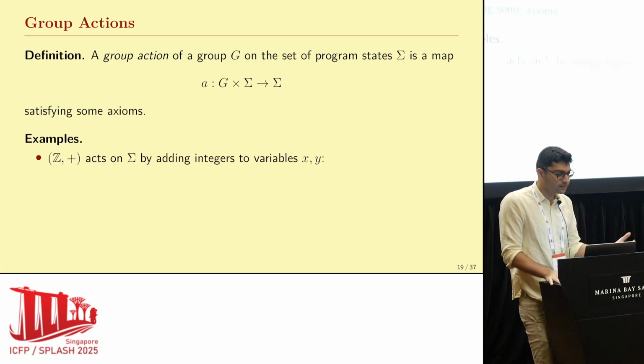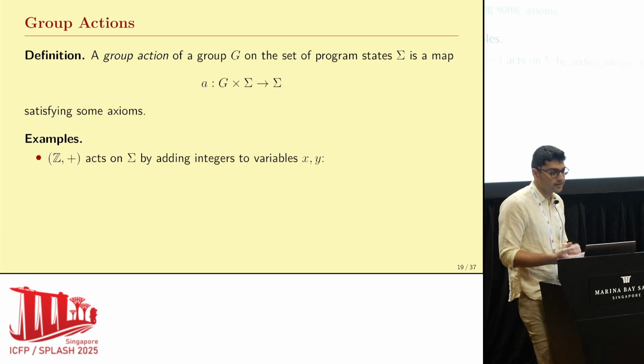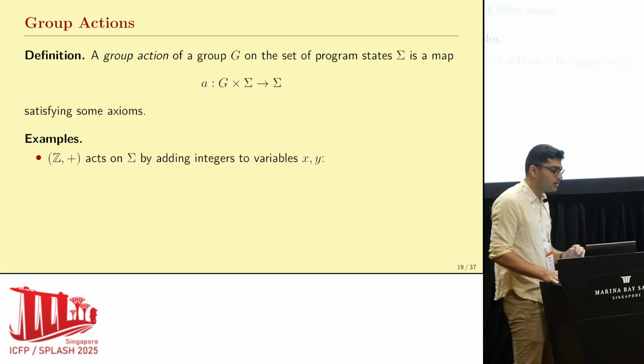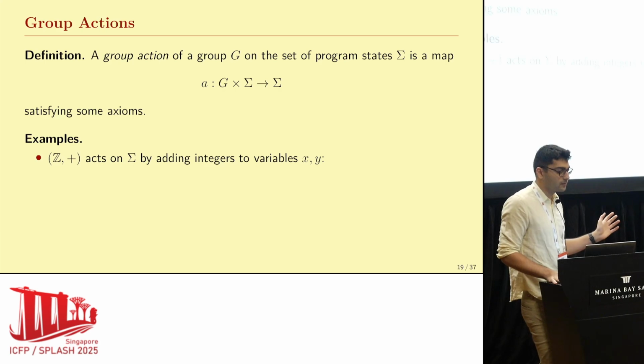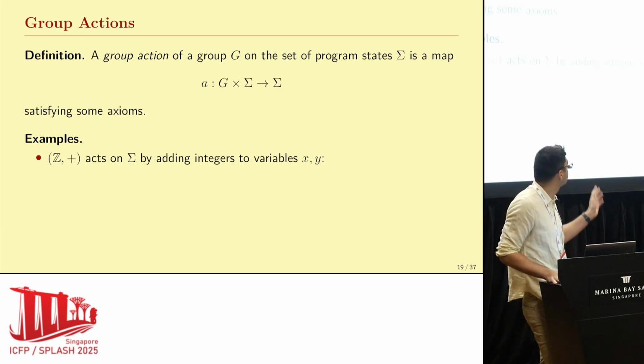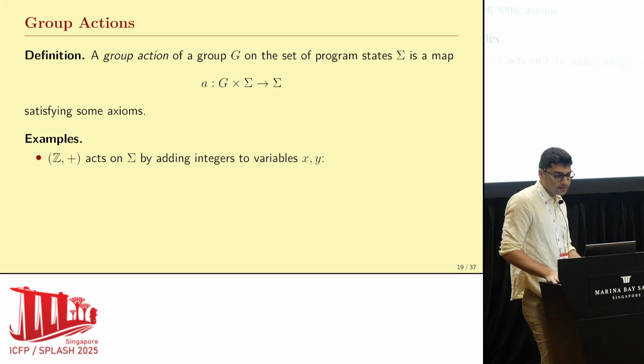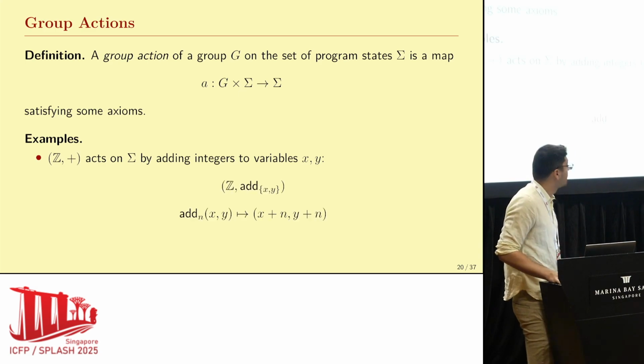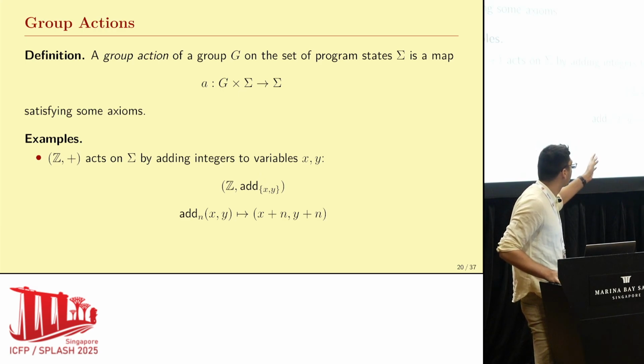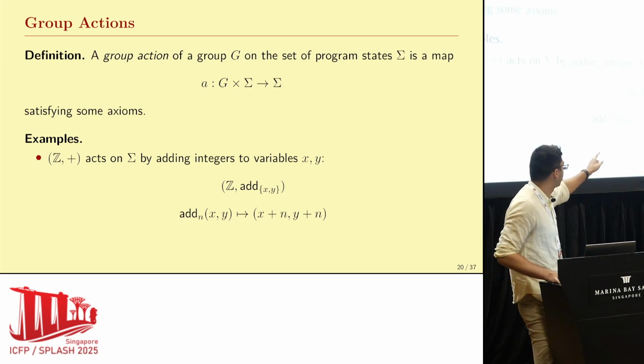So if we take the group of integers, let's think about how it might transform program states. Well, it might transform a program state by adding integers to the variables x and y. And so we'll denote that as follows. We'll write the name of the group, which is the integers, the name of the action, which I'm going to call add for addition. And I'm going to say that it's going to modify the variables x and y.